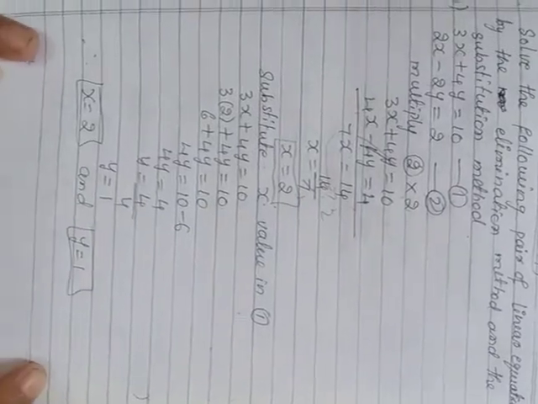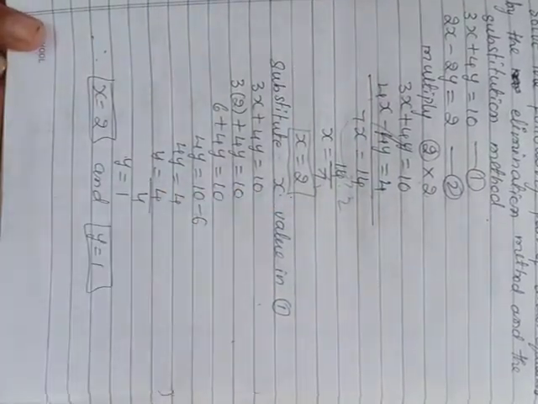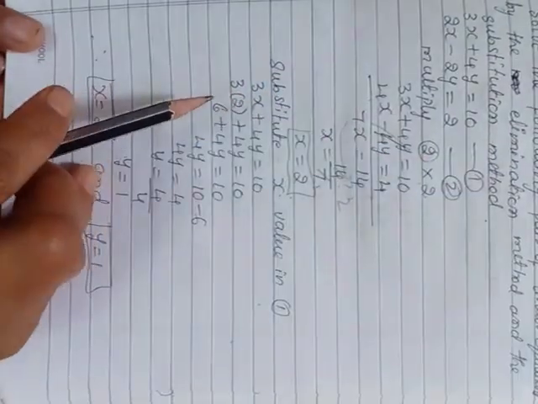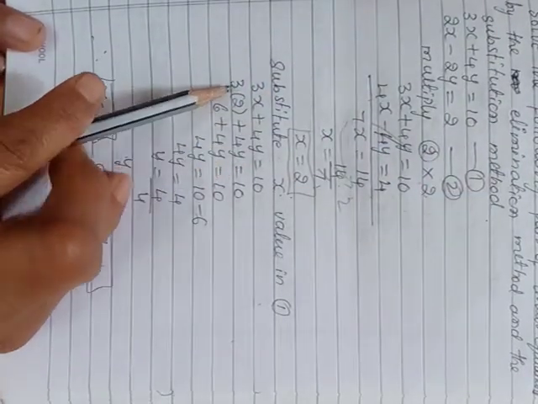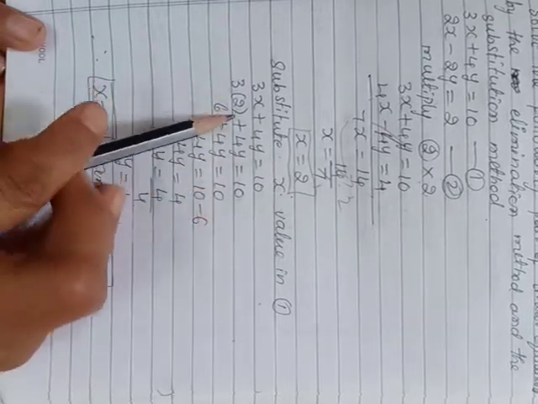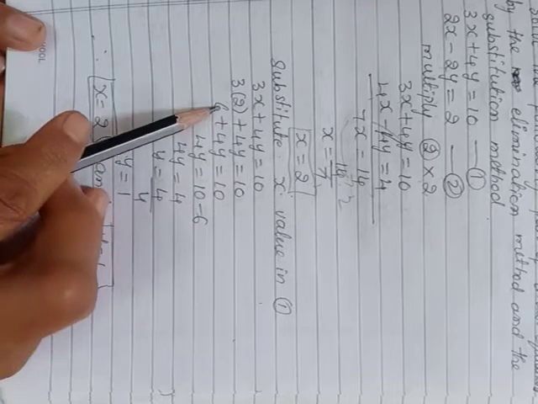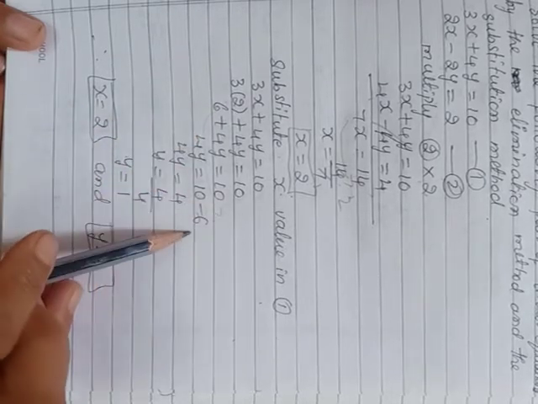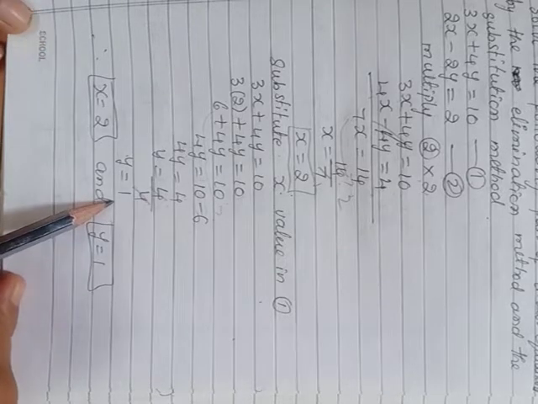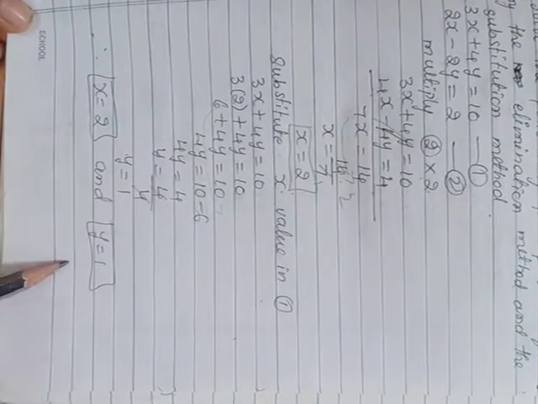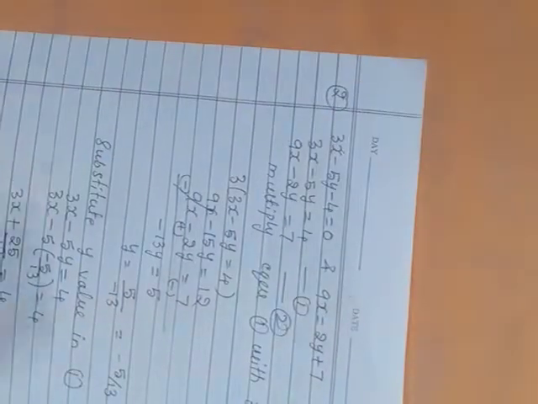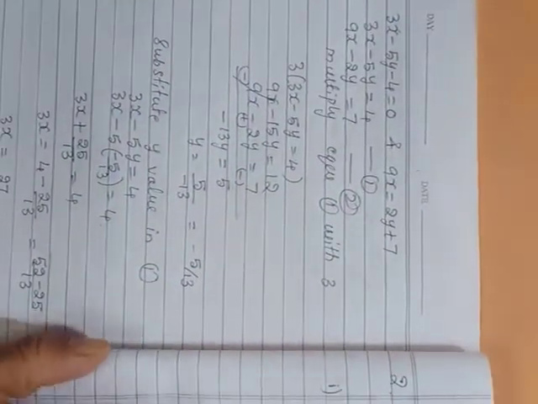One variable value we got, and that should be substituted in the other equation. Take any one of the equations. I am taking the first one only. 3x plus 4y is equal to 10. Substitute the x value. 3 of 2 plus 4y is equal to 10. 3 2s are 6 plus 4y is equal to 10. Send 6 to this side. 10 minus 6 is 4. y will be 4 by 4, cancellation. y is 1. So x is equal to 2 and y is equal to 1. We got the values. Now we will move to the next problem.